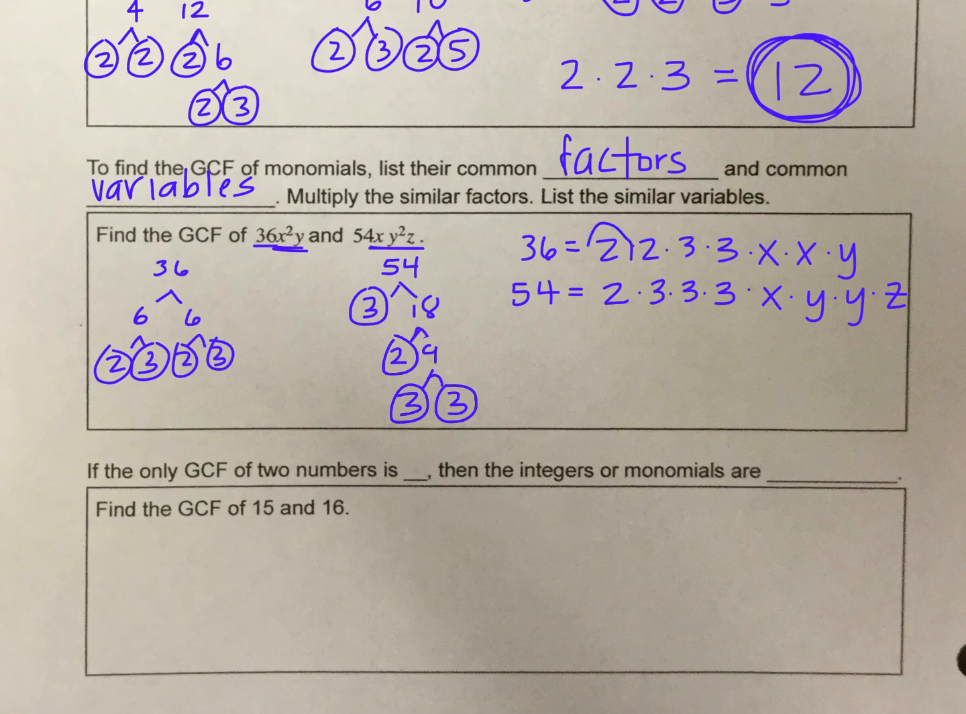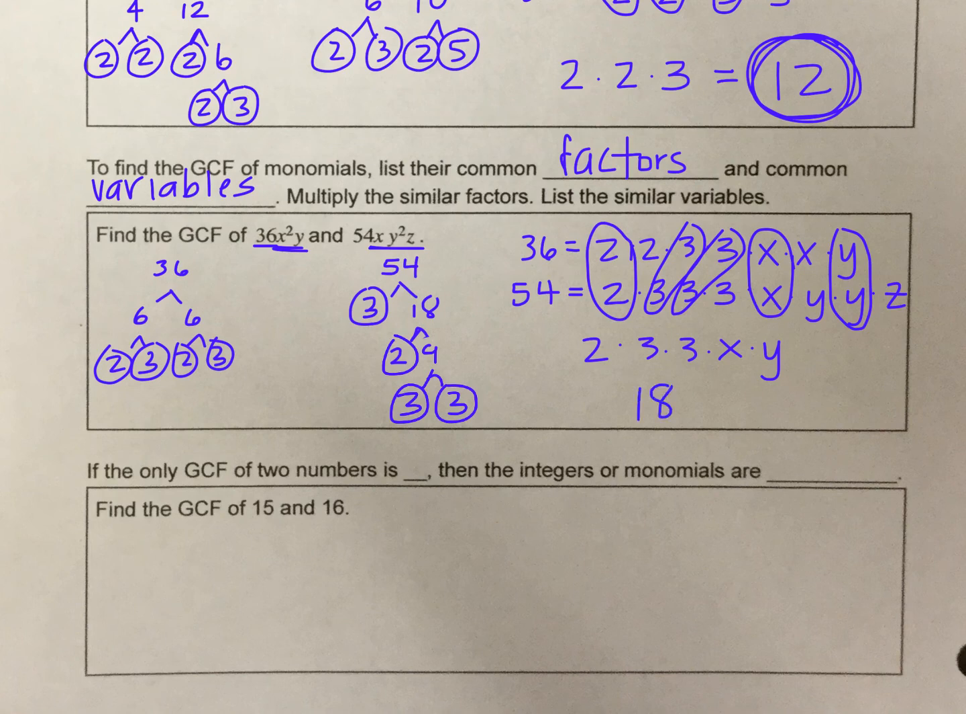Now we find matches. The 2's have a match. These guys match. These guys match. X's match. Y's match. So I have a set of 2's times a set of 3's times a set of 3's times a set of X's times a set of Y's. So our GCF, 2 times 3 times 3 is 18, X, Y. That is our greatest common factor between those two monomials.